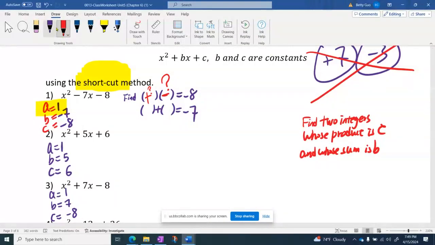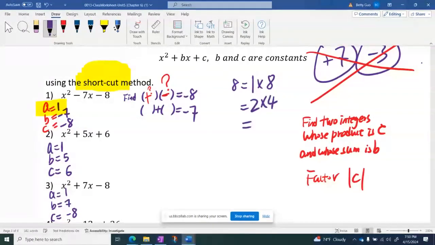And which two numbers? This is what we do. We are going to factor the absolute value of c. In this case, the absolute value of c is 8. How do we factor it? Once I show you the pattern, you understand. We always start from 1. 1 times 8. Try 2. 2 times 4. Try 3. 3 doesn't work. Try 4. 4 is already there. 5 doesn't work. 6 doesn't work. 7 doesn't work. 8 is already here, right? So we only have 2 ways to factor 8, writing 8 as a multiplication of two numbers.